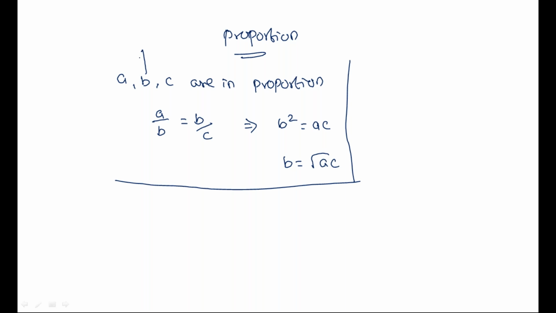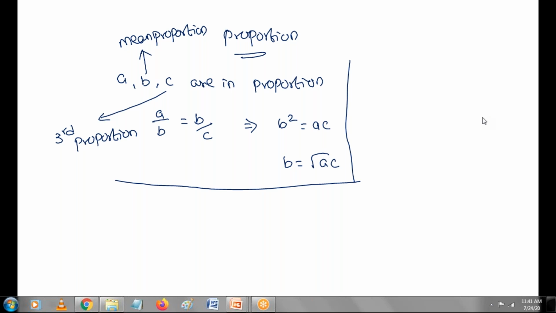Here, B is called mean proportion. For mean proportion, you have to find the B value. C is called third proportion. Among A, B, C, C is called third proportion and B is called mean proportion. B is in the middle, that's why we call it mean proportion.